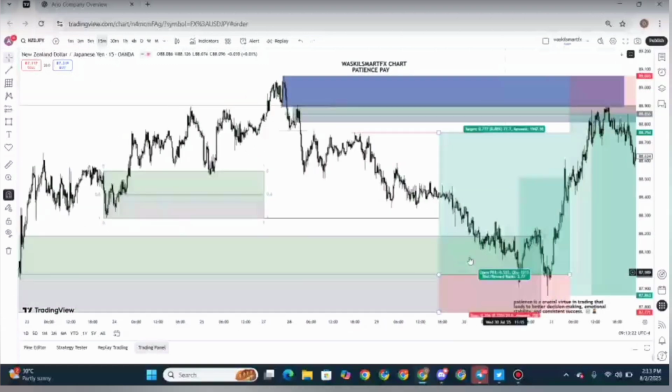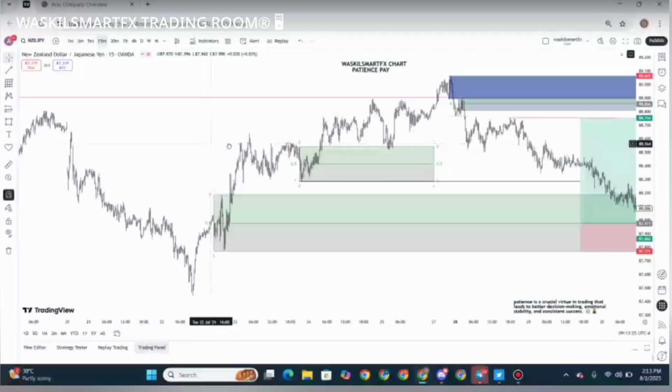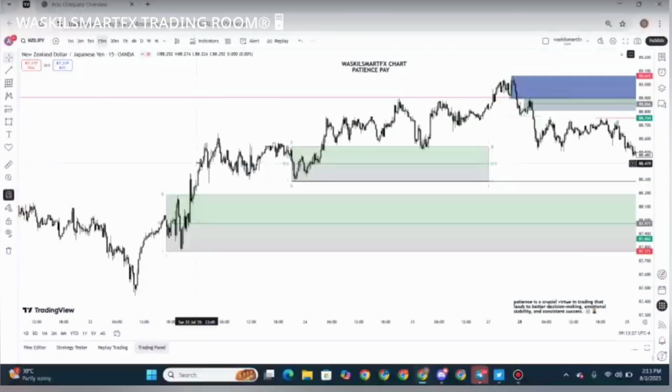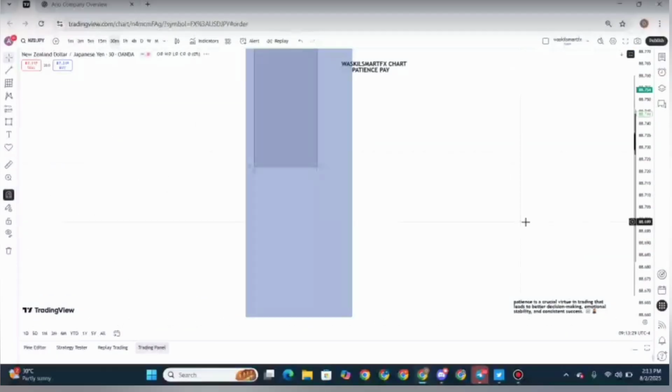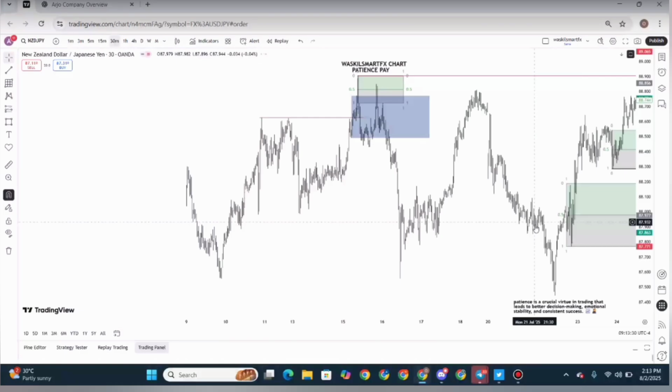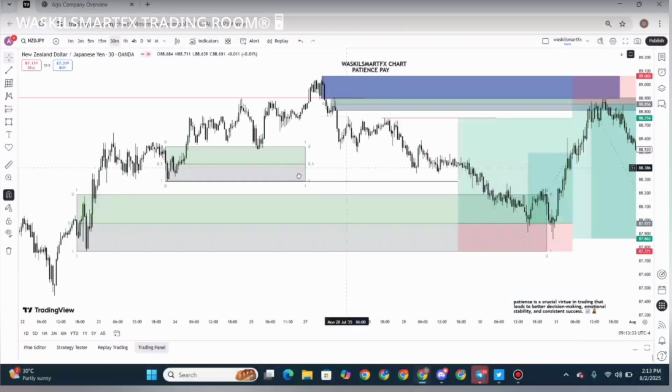Or let's do it on the 30-minute time frame this time around. Let's see if it still makes sense on the 30-minute time frame. Let's see that order block, the hidden base itself, on the 30 minutes. You see why it's called a hidden base order block on the higher time frame?